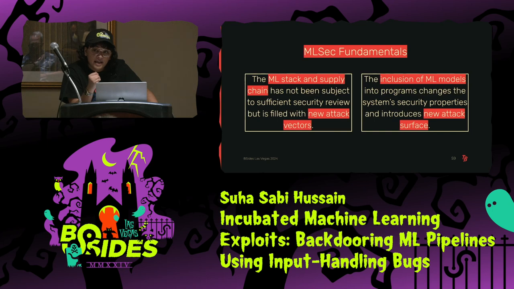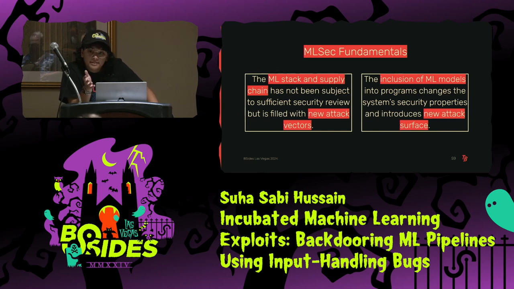And that's understanding the two root causes. First, we're building all of these new systems for ML. New hardware, new programming languages, new compilers, new file formats. There are conferences dedicated just to new and creative ways to design ML infrastructure. And that means these new systems are introducing new attack surfaces. And it's also becoming increasingly clear that the stack and supply chain have not been subject to sufficient review. That's why we're seeing pickles everywhere, right?